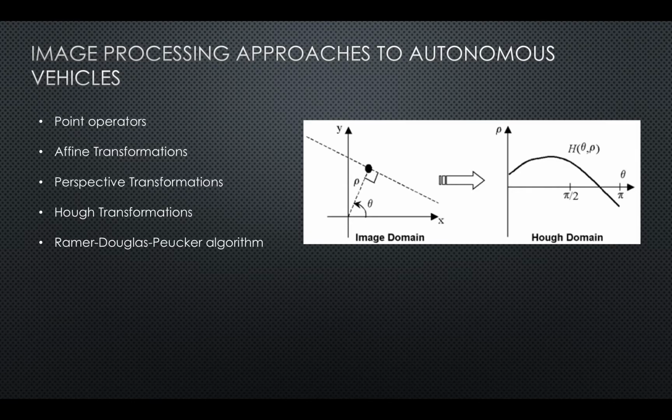Another image processing approach that is used is the Ramer-Douglas-Peucker algorithm, which is used to make things simpler. The Ramer-Douglas-Peucker algorithm makes things simpler by decreasing the amount of points in a curve. By decreasing the amount of points in a curve, it allows for time efficiency and makes processing a lot simpler.